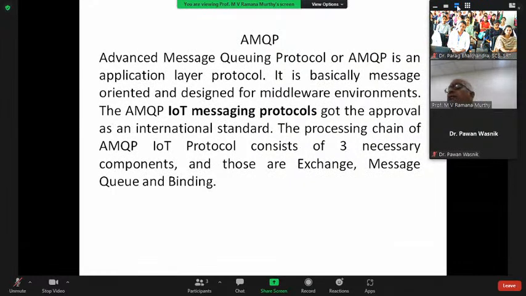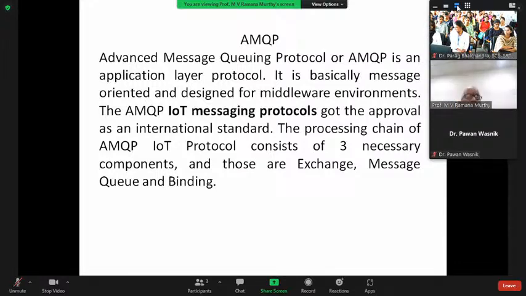Right. AMQP. These are all various protocols I mentioned, because without telling that I can't straight away enter into the domain. So, Advanced Message Queuing Protocol. You have already seen message queuing protocols. Now Advanced Message Queuing Protocol is an application layer protocol. It is message oriented and designed for middleware environments, and AMQP IoT messaging protocol got approval as an international standard.